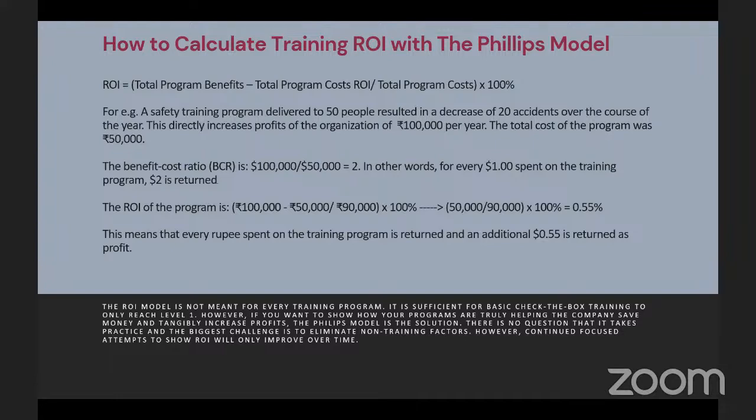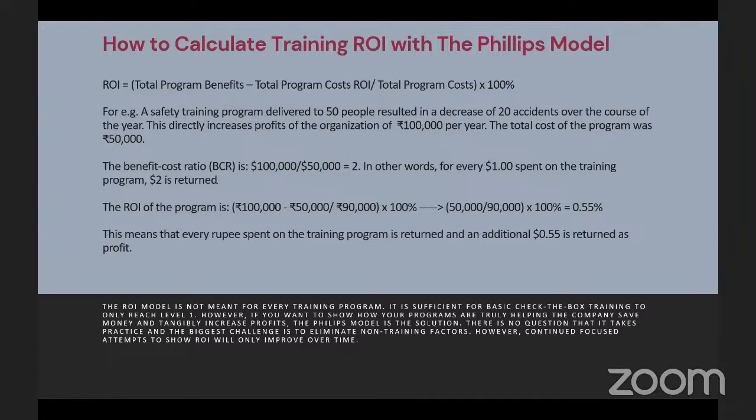So, for example, I have also given an example which is also adapted from my studies. If a safety program is delivered to 50 people, which resulted in a decrease of 20 accidents over the course of a year. So, if you are giving safety training to your employees, where you have invested a particular amount and 50 employees have come, and because of your training, there are 20 fewer accidents happening in a particular year.